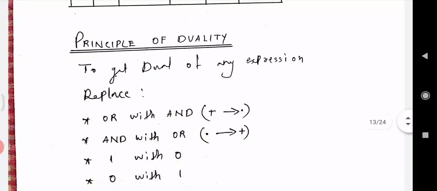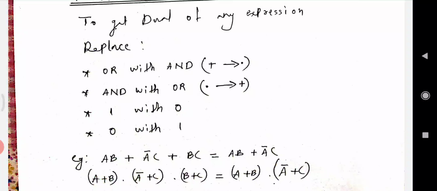Next is the principle of duality. To get the dual of any expression, you just note that you replace OR with AND, AND with OR, and otherwise 1 with 0 and 0 with 1.